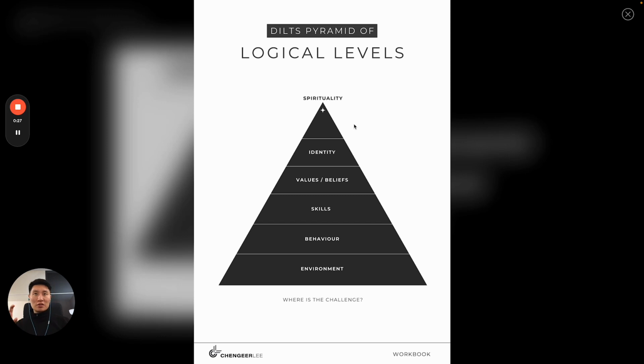You can see on the pyramid, it helps you, number one, to understand where exactly is the challenge, where exactly is the blocker, and the blocker would be at different levels. So first of all, let's take a look at the levels. Level at the bottom, level one, is environment.